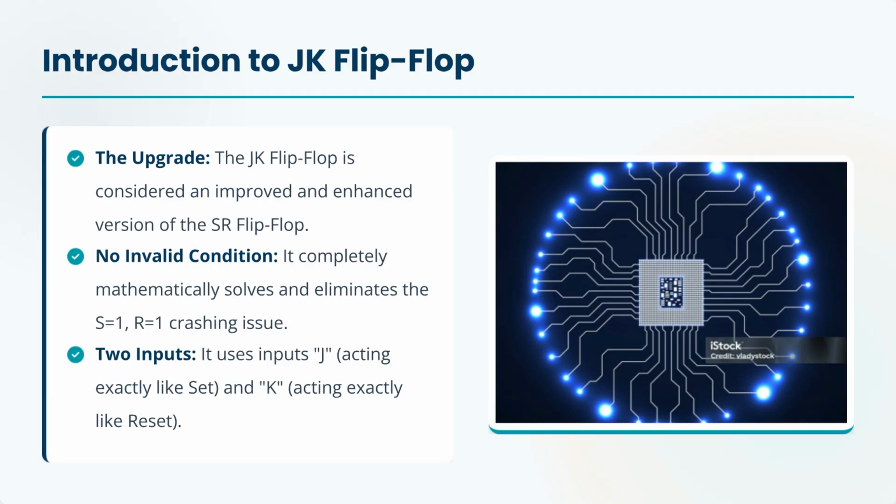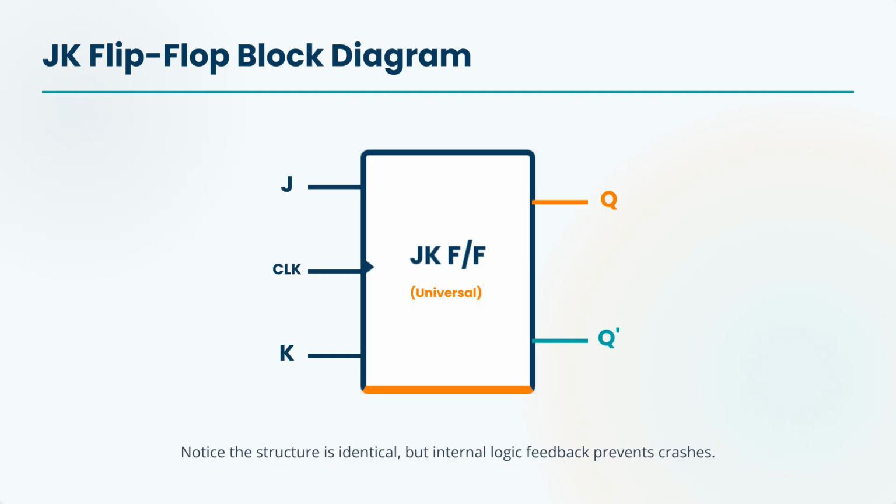The JK flip-flop is considered the enhanced version of the SR flip-flop. It completely solves the S equals 1, R equals 1 crashing issue. It uses inputs J and K, which act like set and reset, respectively. The JK flip-flop block diagram looks identical to the SR version, but with J and K inputs. The internal logic is where the smart upgrade lies, preventing the crashing behavior.